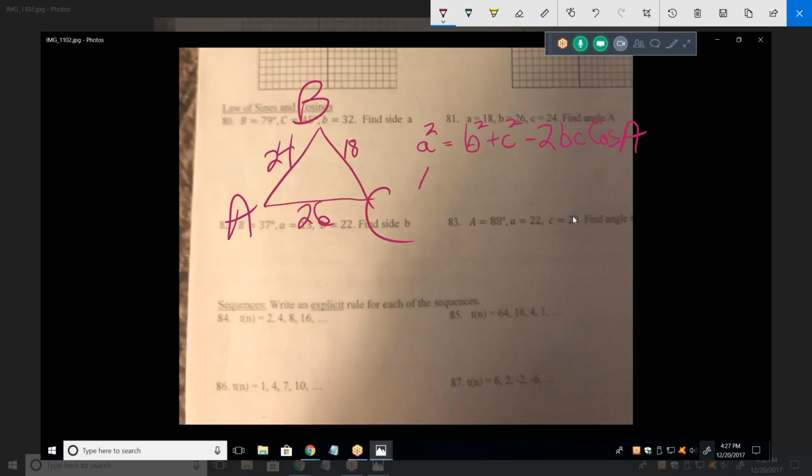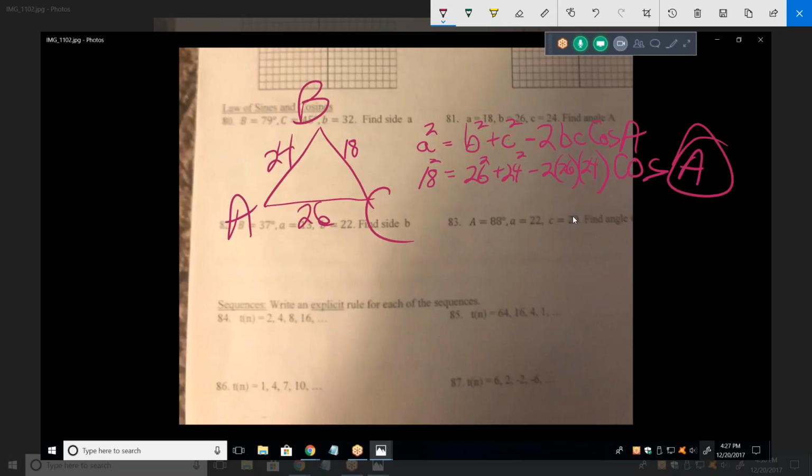So 18 squared is equal to 26 squared plus 24 squared minus 2 times 26 times 24, and then cosine A. And notice the only variable there is that. Everything else is a number. So you can solve for the cosine of A, and then you can take the inverse cosine of that number to solve for A. So let's do that.